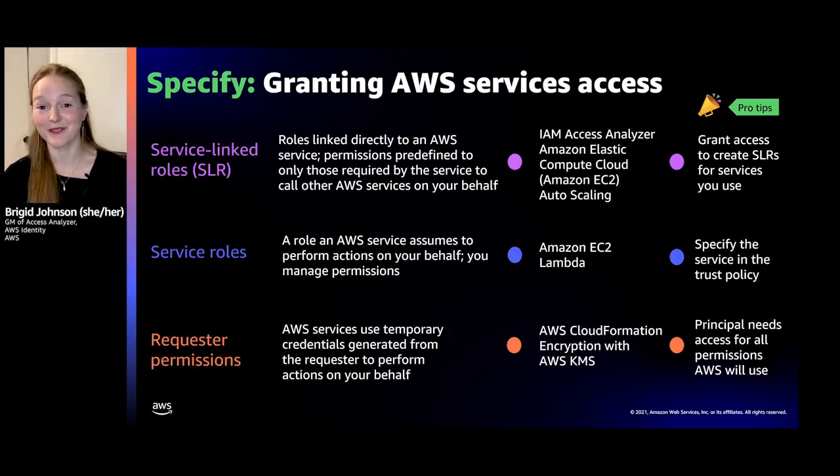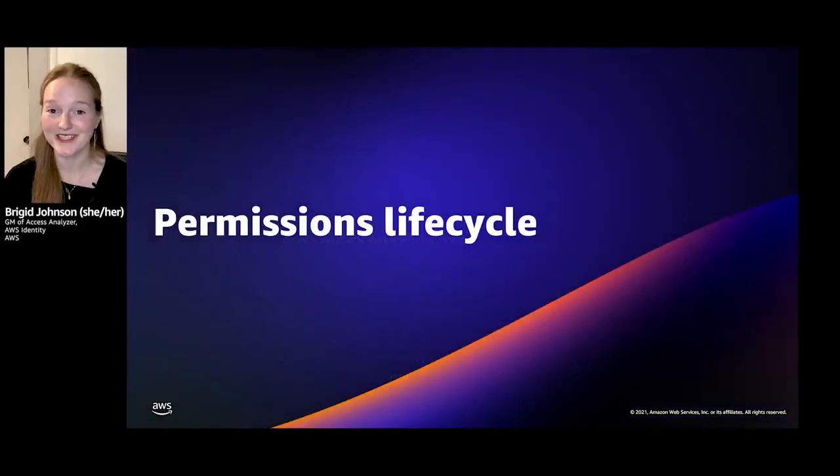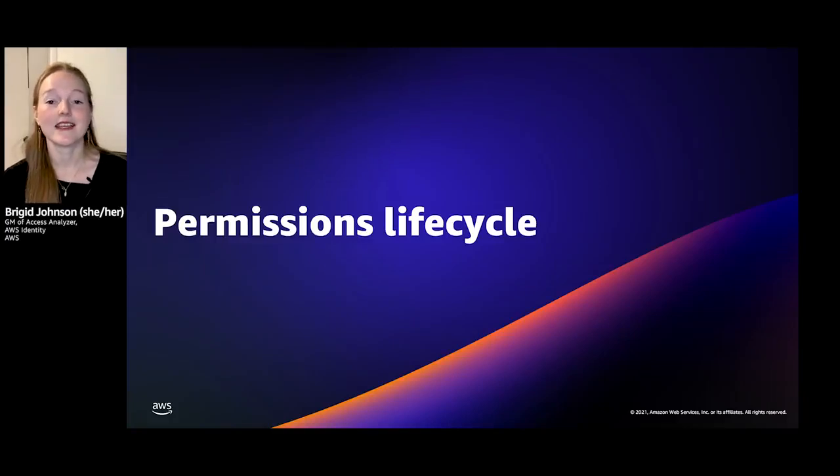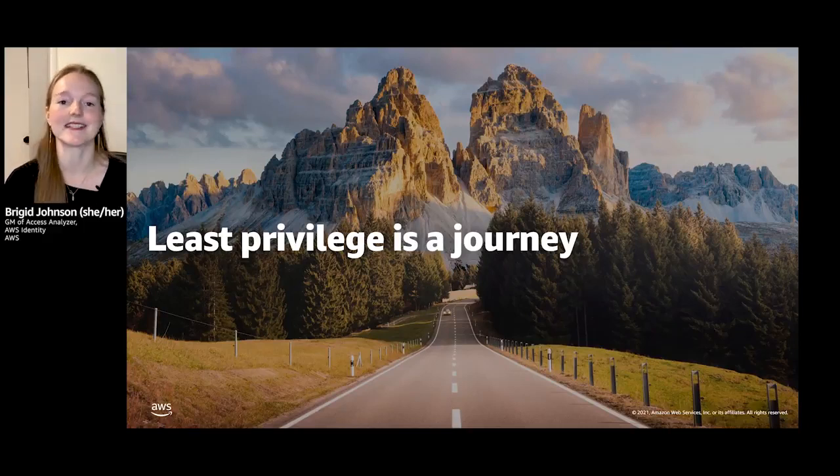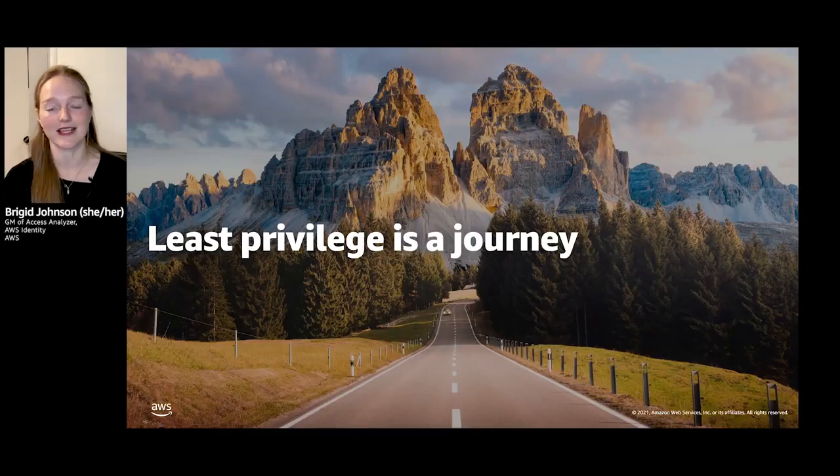All right, so that's the permissions deep dive. That's how you specify, that's how you enforce. Now let's go into the permissions lifecycle to help you get to the right permissions. I want to talk about least privilege. It is a journey. So many customers say, I just want least privilege right now. But guess what? As you innovate, as you build, things change. You might need more access. You might need less access. So it's a continuous life cycle and a journey. But how do you make that safe?